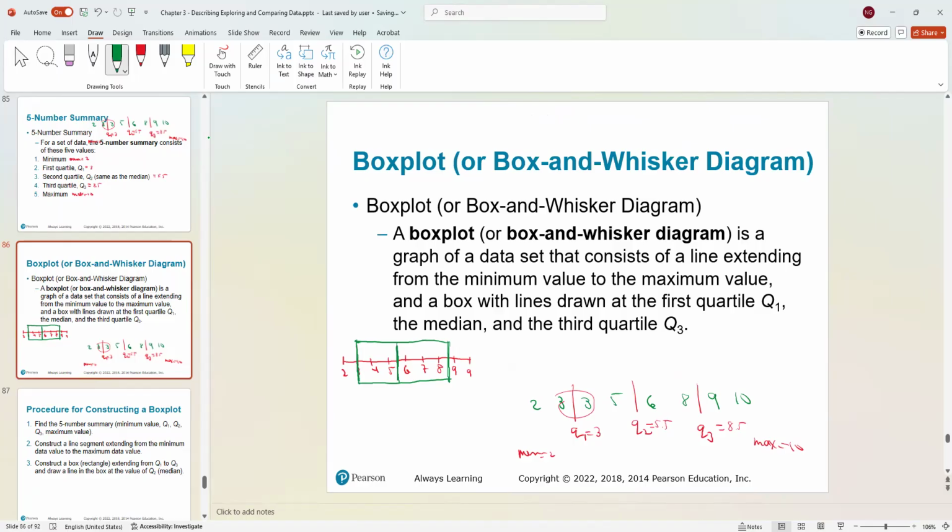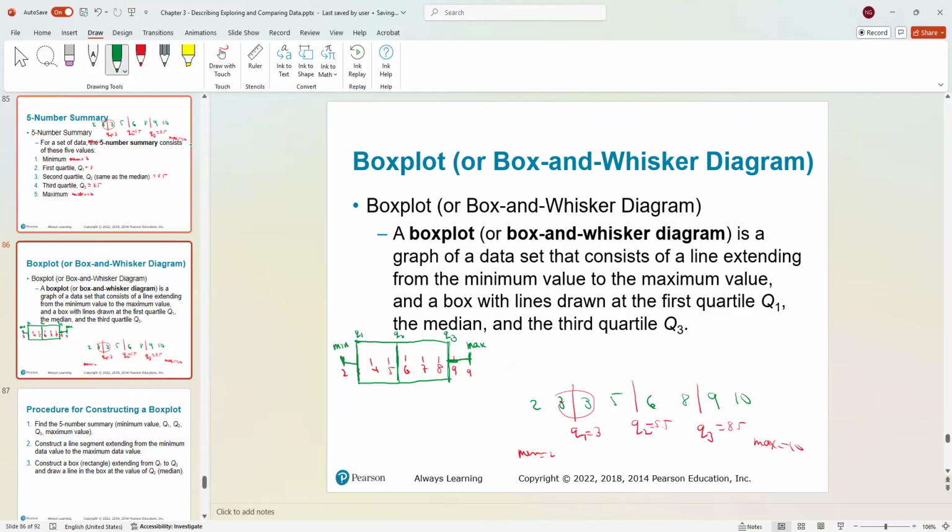Now we identify the minimum and we identify the maximum. So I'm going to remove that line because I'm working online, so it's easy to do. We just need to connect these two. And this is what we call a box plot. So you see the box plot, you have the minimum, you have the maximum. This is Q1, this is Q2, and this is Q3.